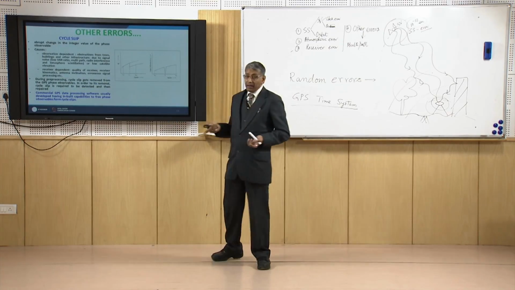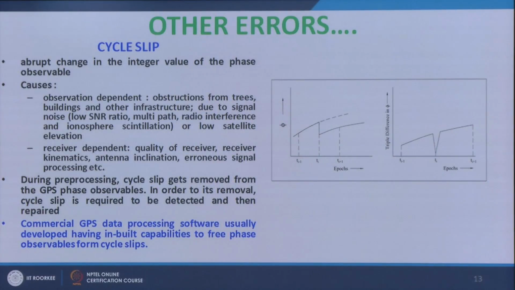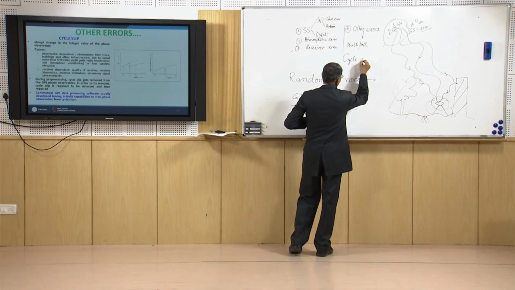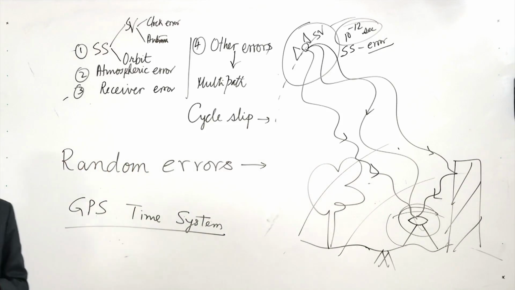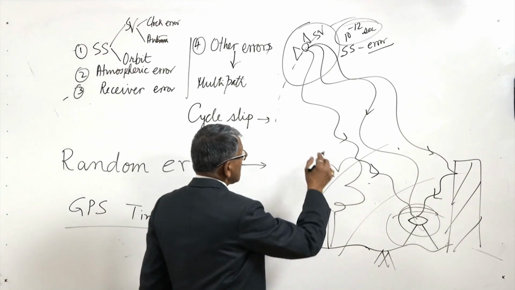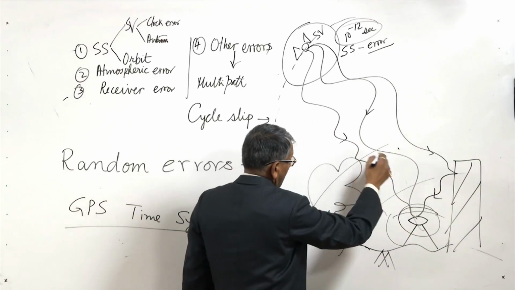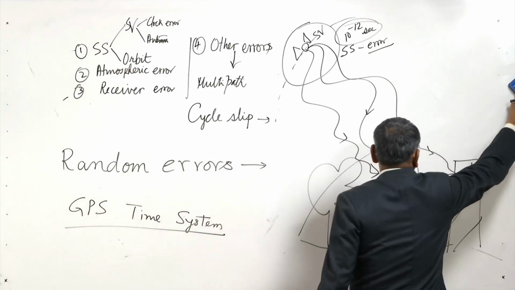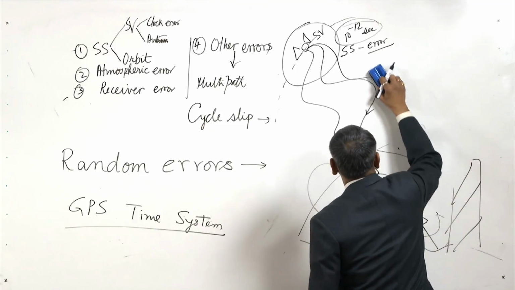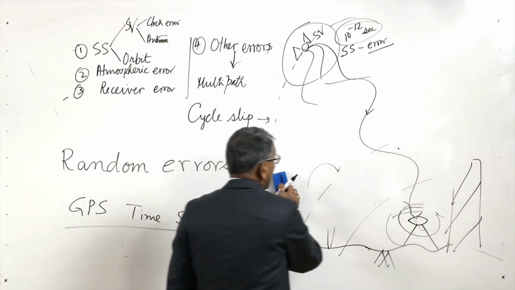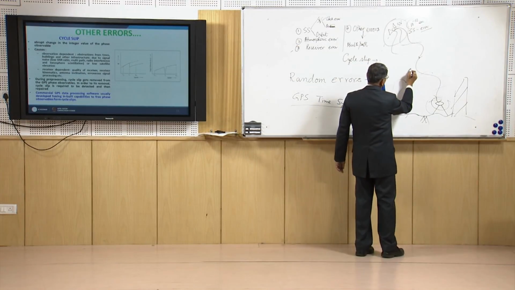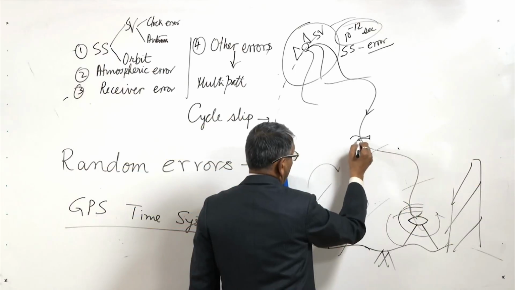The next type of error is the cycle slip. Cycle slip errors occur suddenly. Suppose the signals are coming from a GPS satellite vehicle, and in between some obstruction may come. Suppose there is an aeroplane.